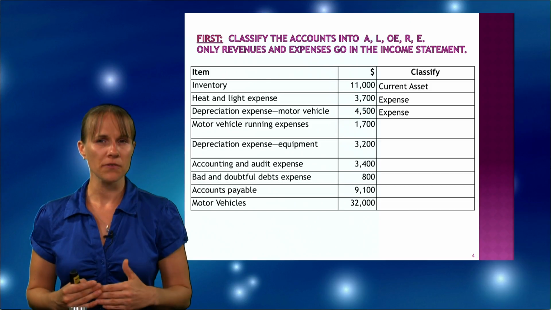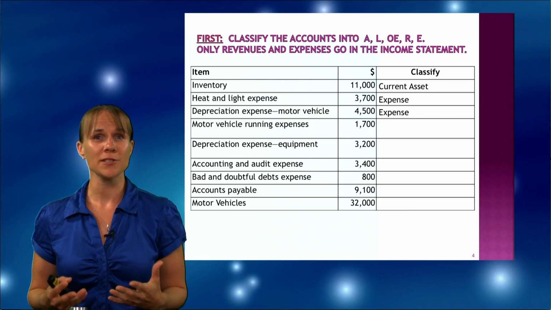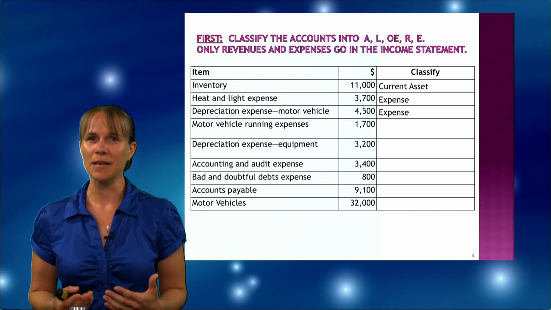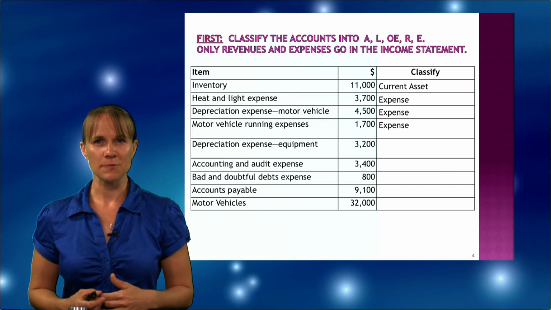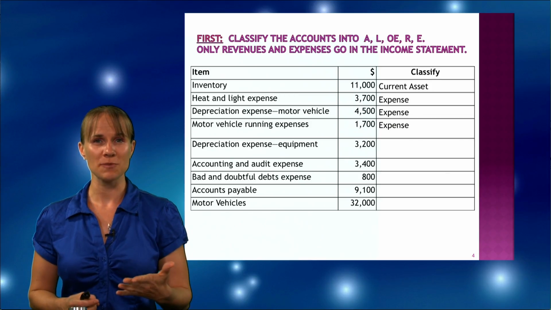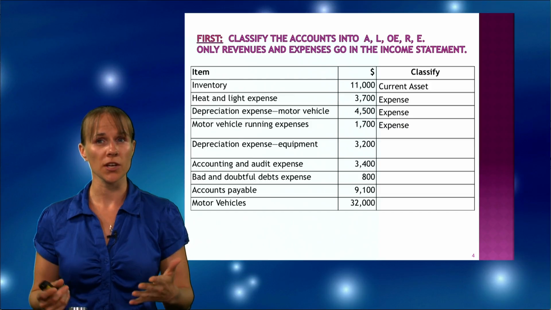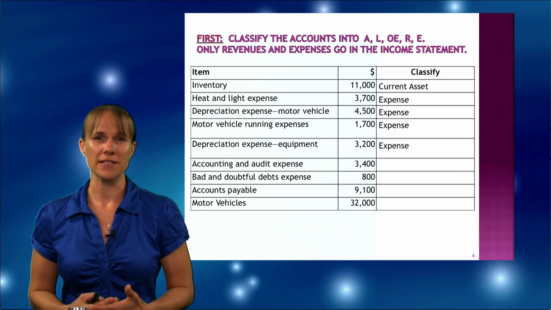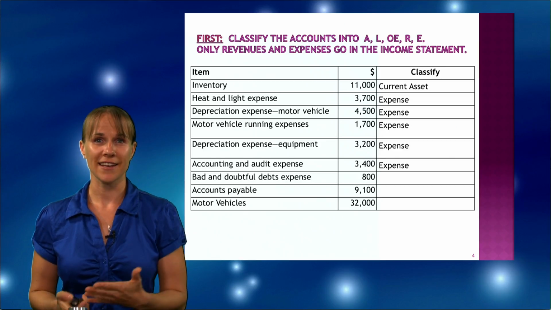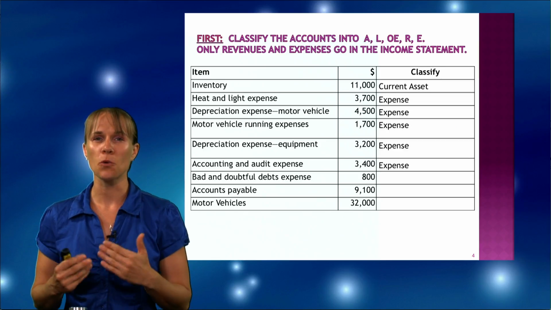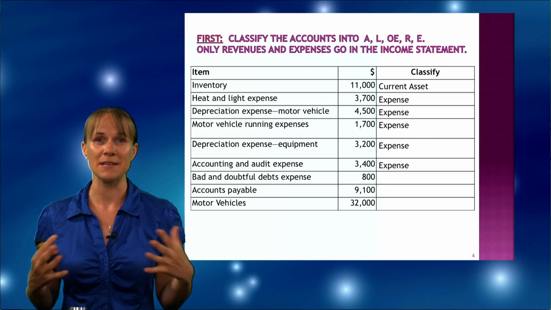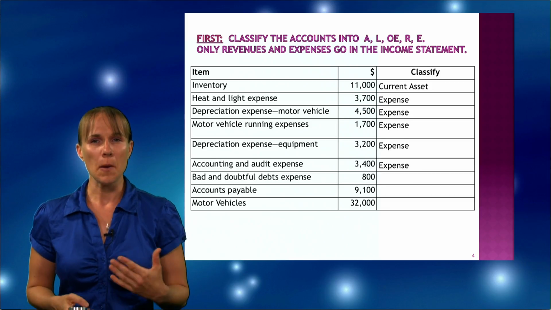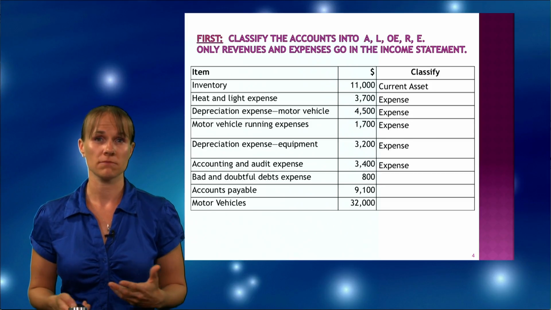Then we have our motor vehicle running expenses. So again, the name's in there. Expense account. Depreciation expense for equipment. You got it. It's an expense account. Accounting and auditing expense. Again, expense account. So a lot of these are always going to be really straightforward because the name's in it. It's giving itself away. Bad and doubtful debts expense.